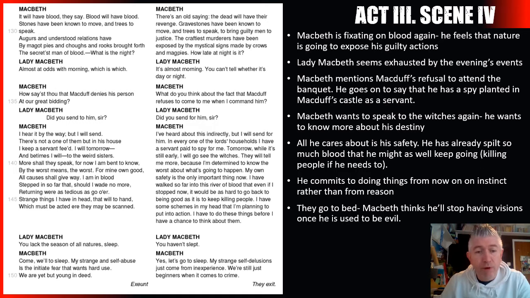So with everyone gone, Macbeth and Lady Macbeth are on stage alone. And Macbeth says, "It will have blood, they say. Blood will have blood." That's a good quote, so remember that one. It's quite a simple one.